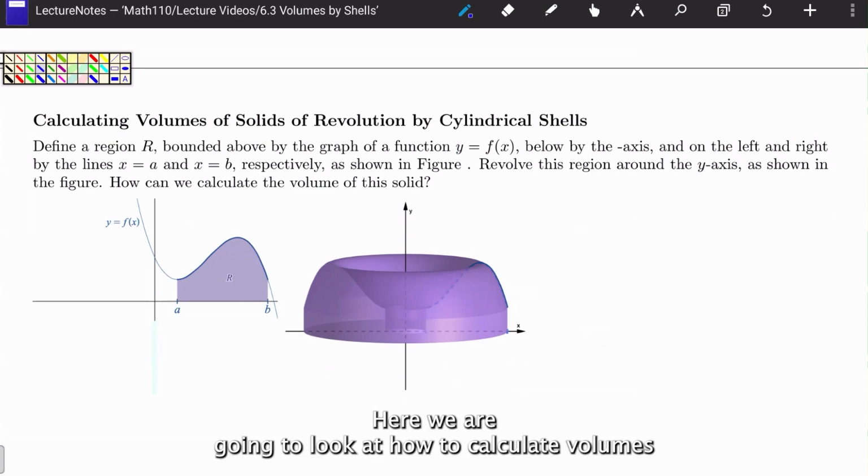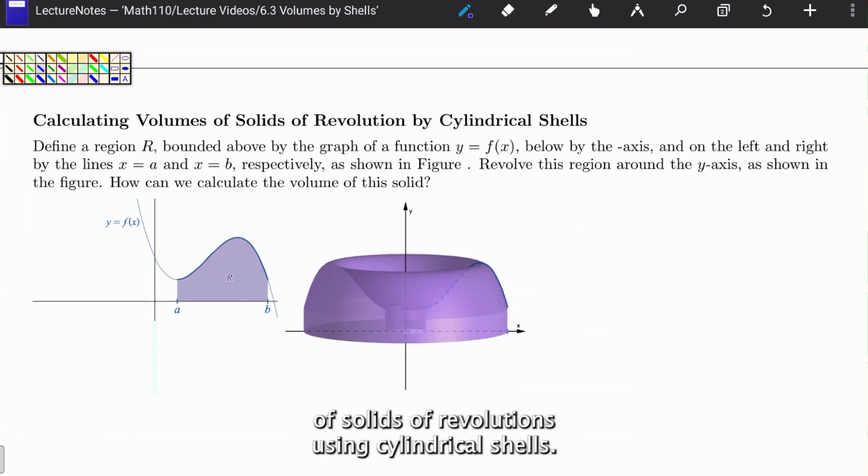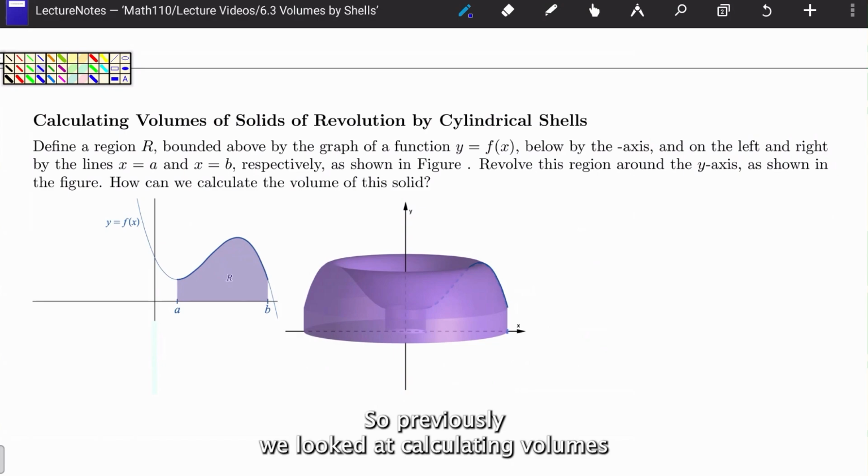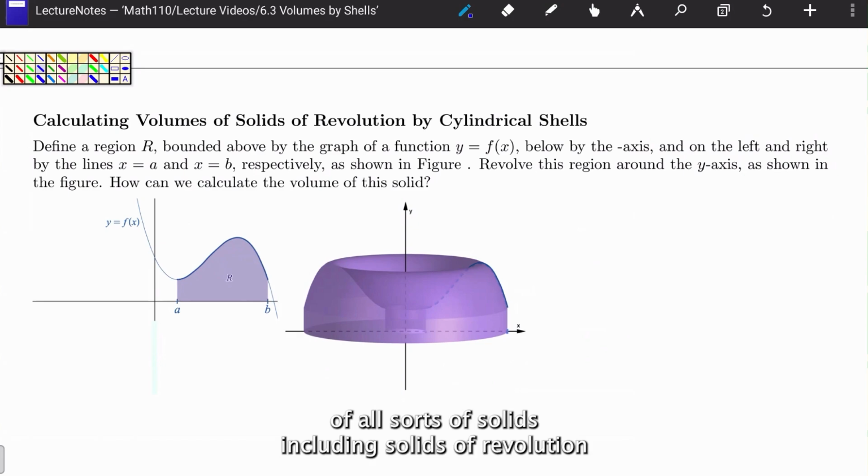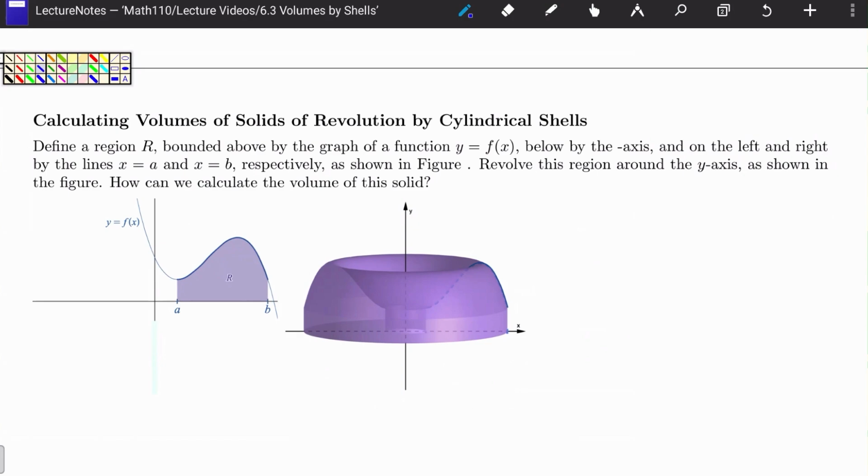Here we are going to look at how to calculate volumes of solids of revolution using cylindrical shells. Previously we looked at calculating volumes of all sorts of solids, including solids of revolution, using slices.